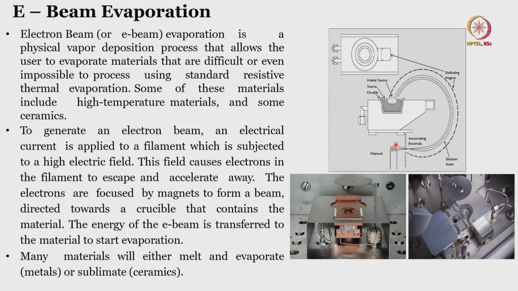This accelerating electrode helps to accelerate the electrons further and to escape the filament. The electrons are then focused by the magnets to form a beam. You can see here on the laser pointer, right, directed towards the crucible that contains the material. This is a crucible with the material. The energy of the E-beam is transferred to the material and the material will melt and will start evaporating.